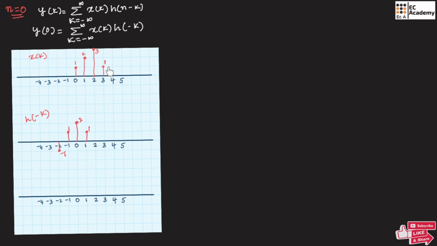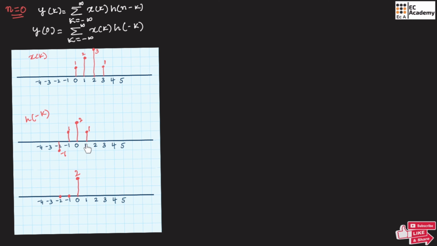Now this is the sequence x of k and this is h of minus k. Now we need to multiply these two sequences. If we multiply these two values with 0, we will get 0 itself. So at minus 2 we will get 0. At minus 1 we will get 0. At n is equal to 0, it is 2 multiplied with 1. So it will be 2.